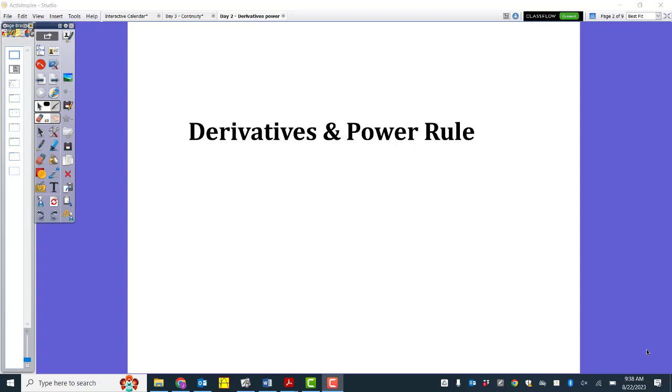All right, today we're looking at derivatives and the power rule. We looked at the definition of derivative yesterday. That is a very important procedure, but we don't want to have to be doing that every time we're doing a derivative. So we have some of these rules that will help us out.